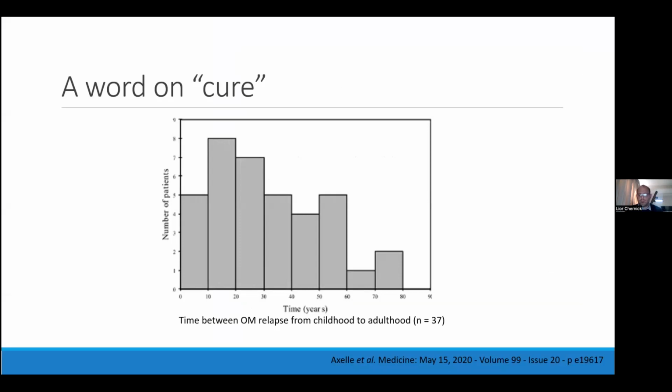But just a word on cure, this is an interesting graph from a French study looking at 37 patients who had childhood osteomyelitis and subsequently recurred in adulthood, and recurrence was defined as osteomyelitis in the exact same anatomical area as the initial episode. If you look at the time from the initial childhood episode to relapse in adulthood, you're looking at a period of decades, anything ranging from 1 decade to, in 2 patients, 70 to 80 years. So the concept of cure perhaps is a bit elusive because these infections can reactivate, in a sense, because of the pathology of the sequestrum formation and the fact that that can remain in a dormant state for a prolonged period of time.